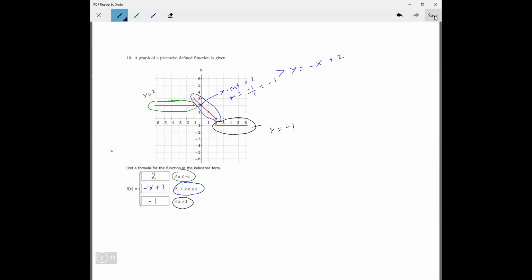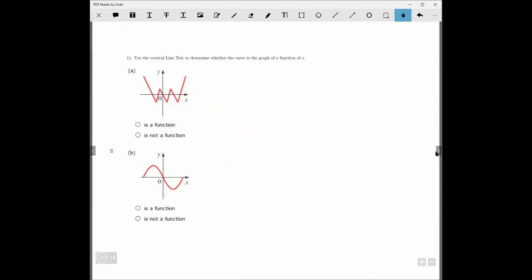Okay, moving along to number 11. In order for the graph to represent a function, it needs to satisfy what we call the vertical line test. That means no vertical line can intersect it in more than one place. Since no vertical line intersects this one in more than one place, it does work. It is a function. This one also is a function, because no vertical line intersects it in more than one spot.